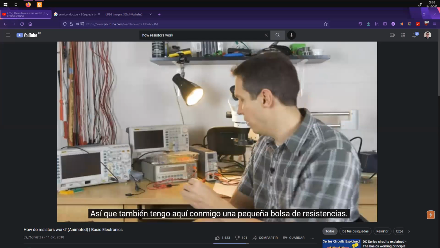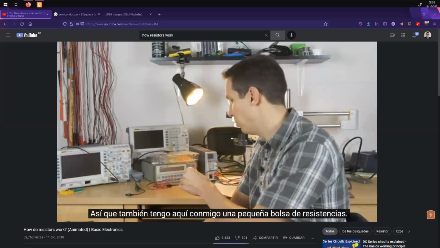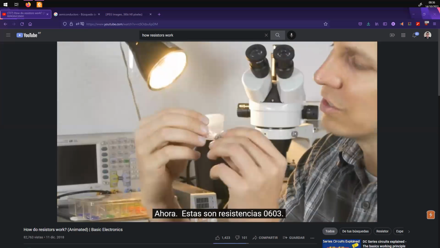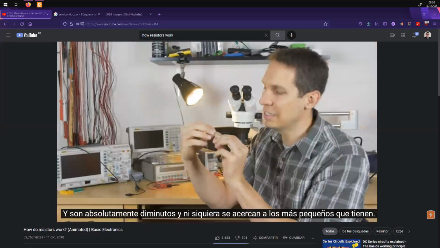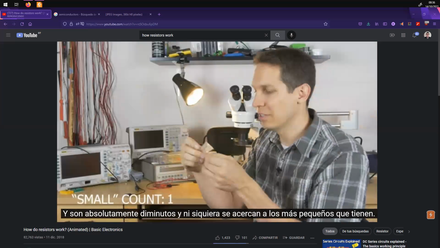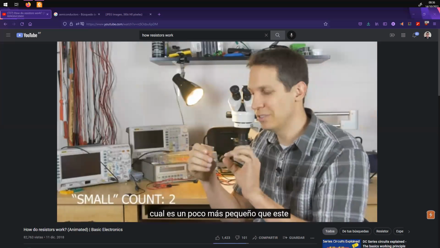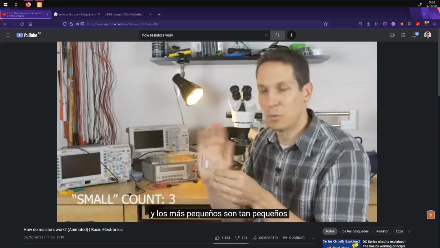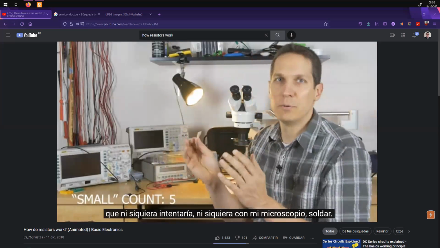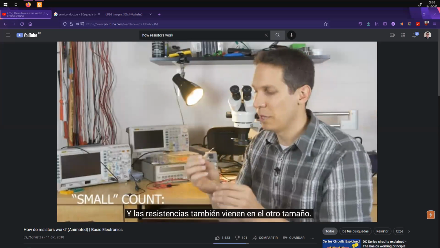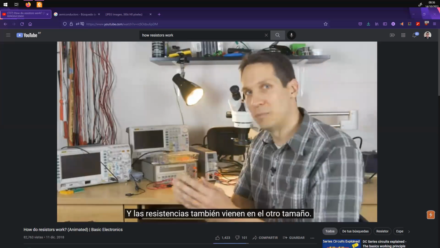So I also have here with me a small bag of resistors. Now these are 0603 resistors, and they are absolutely tiny, and they're not even close to the smallest they have out there. The smallest one that I am able to actually solder is an 0402, which is quite a bit smaller than this. And the smallest ones are so small, I wouldn't even try, even using my microscope to solder.